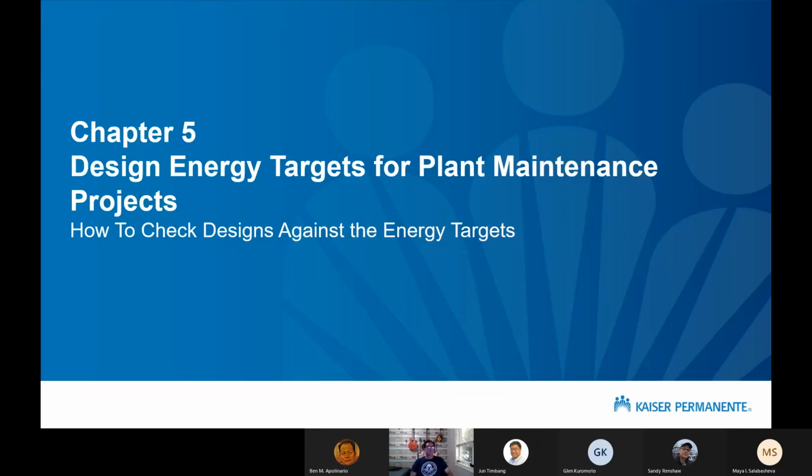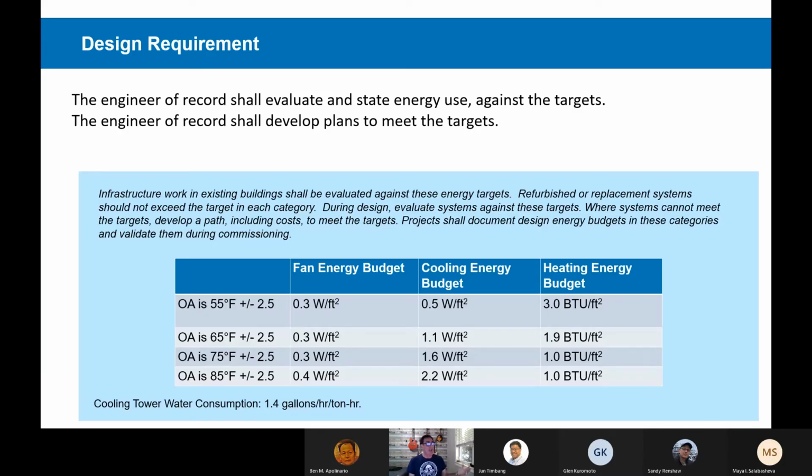Okay, so chapter 5. We're going to talk about design energy targets for the plant maintenance buildings. So first off, Kaiser now has design energy targets for work in existing buildings. The design requirement is for the engineer of record to evaluate against these targets and develop plans to get us to the targets. The way this is stated is it does not say that we need to meet these energy targets with every design. It's stated that we need to always assess our design relative to these energy targets and then plot out a path of what it would take to get to these targets in the future.